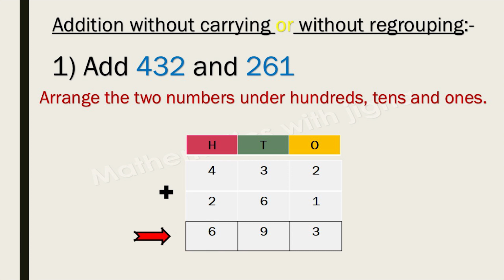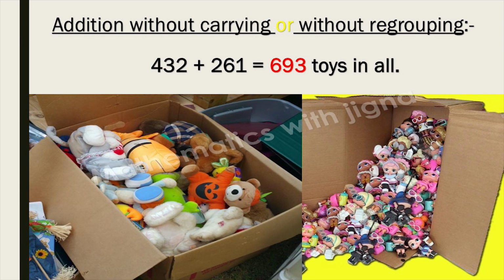Hence, we get the number 693. We say the sum of 432 and 261 is 693. It means there are 693 toys in all. Oh, so many toys to play.